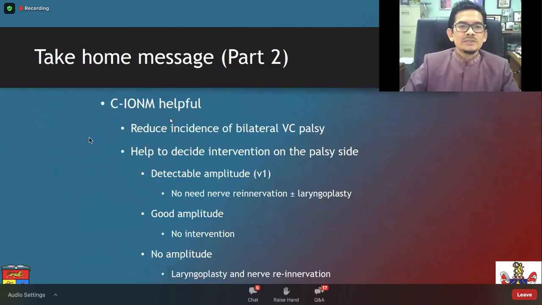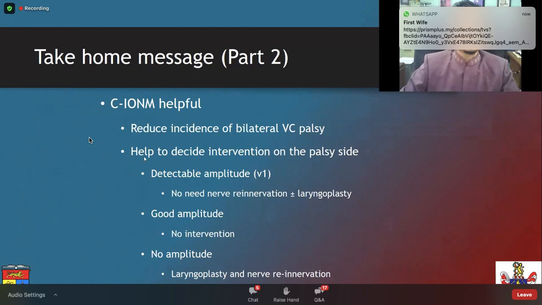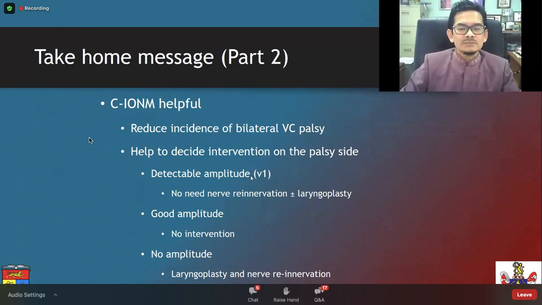So the take-home message is that continuous intraoperative nerve monitoring helps reduce the possibility of bilateral vocal cord palsy because we can monitor the function of the opposite side. It helps to decide intervention on the palsy side. If there is a detectable amplitude, then you don't need to do anything, but if it's still palsy clinically, then you can do laryngoplasty to improve the voice quality. If you have a good amplitude, then you don't need to do anything. If you have no amplitude, then the nerve can be sacrificed, and you can do laryngoplasty.